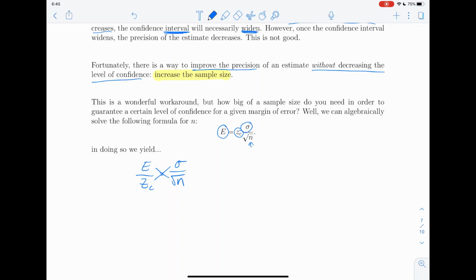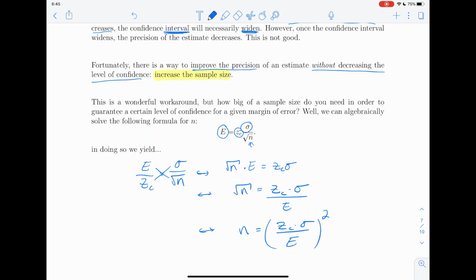Then we can cross multiply, and we'll get square root of n times e is equal to z sub c sigma. Then I'll divide by e, and I'll get the square root of n is equal to z sub c times sigma all over e, where finally I'll square both sides and get n is equal to z sub c times sigma over e all squared.